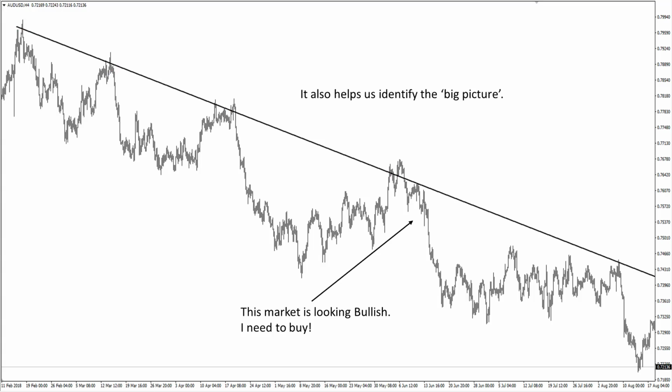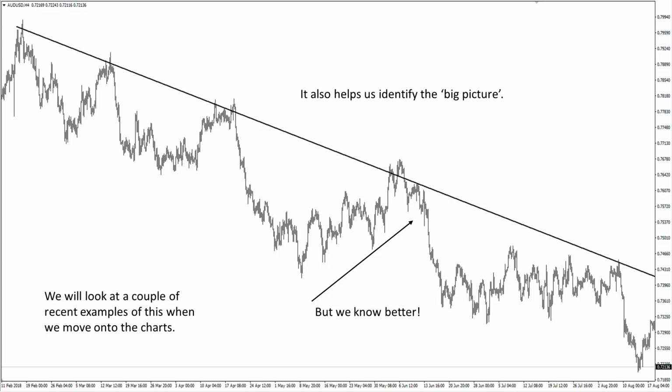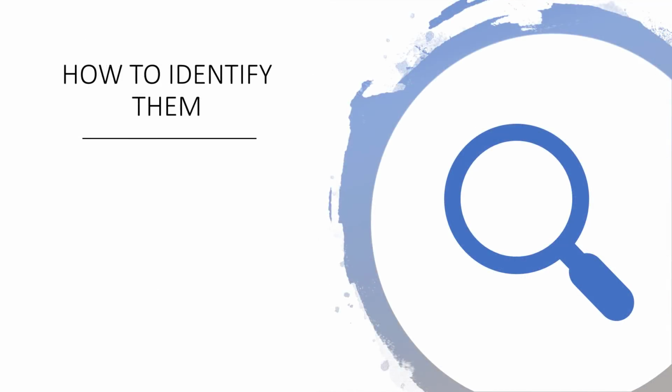It also helps us identify the big picture. Lots of people will look at this move higher and think, this market is looking bullish, I need to buy. But we know better. We will look at a couple of recent examples of this when we move on to the charts. Now let's look at how to identify trend lines.